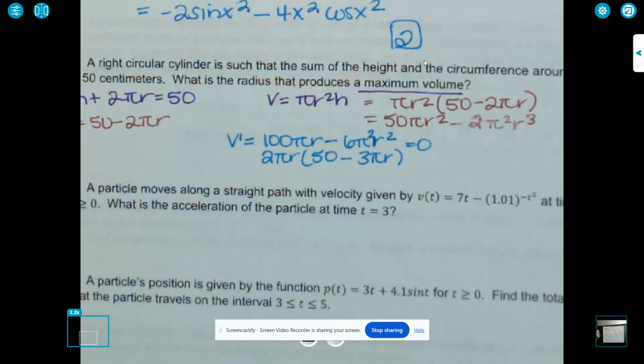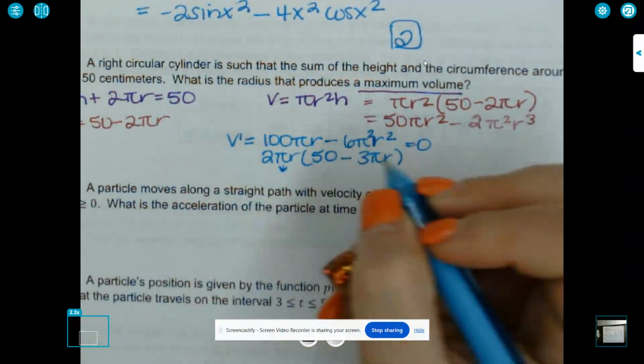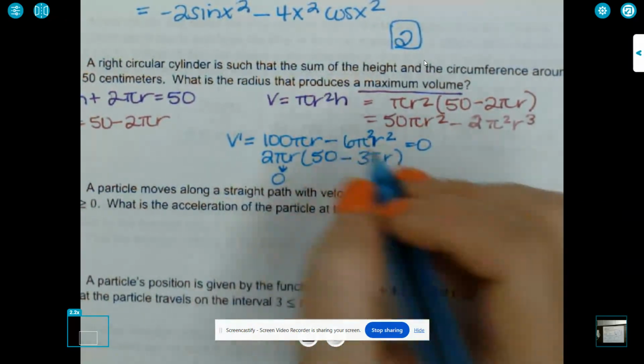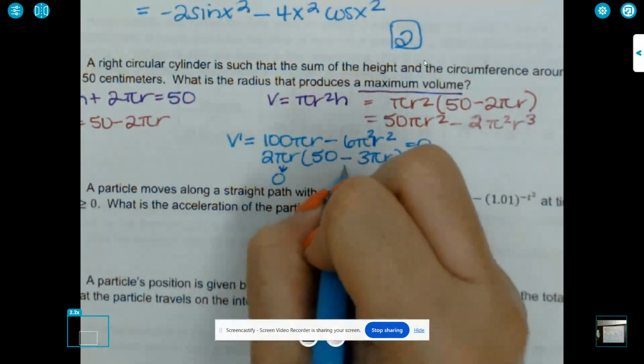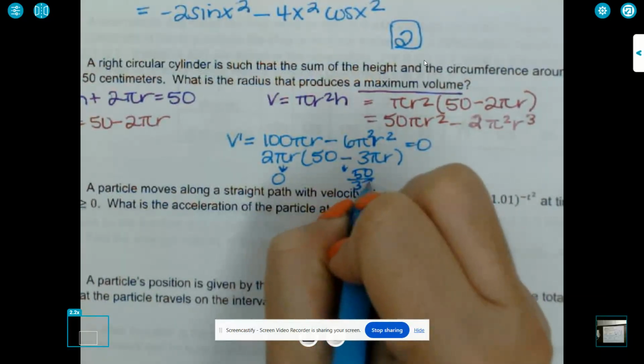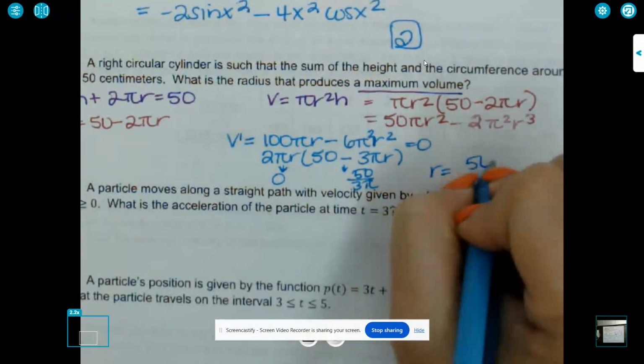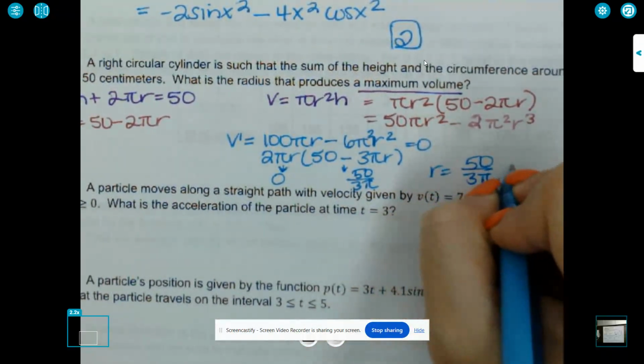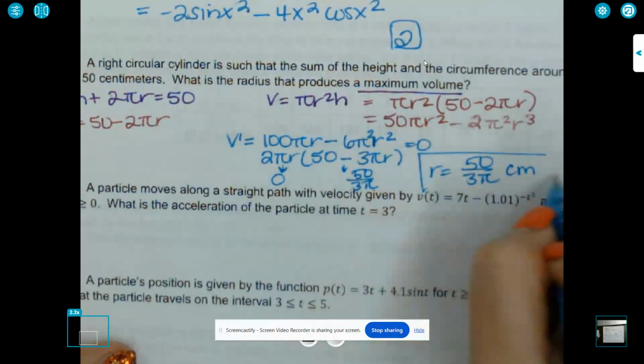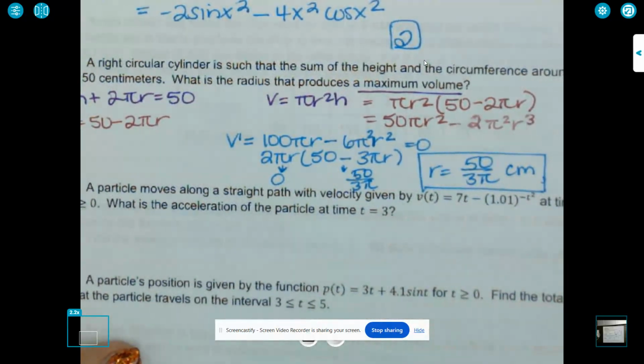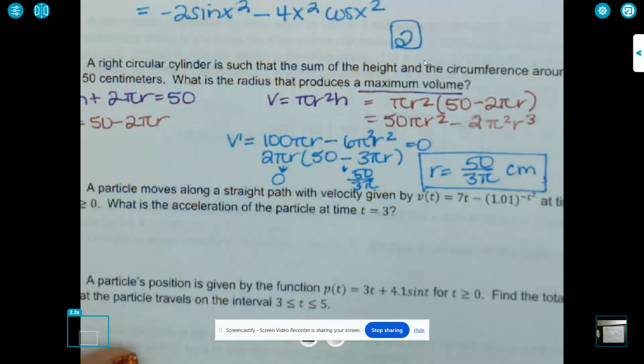Okay, so when I did this from here, we want that equal to 0. Obviously this one right here is just going to be 0. And if I work this one out, we're going to get 50 divided by 3 pi. So that is going to be our r. And now, calculator active, I'm going to take a second just to show you that's the math.